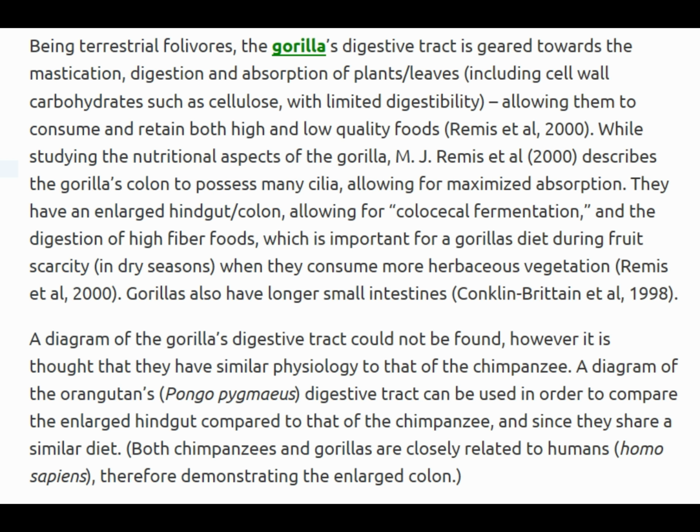to digest cellulose. In the chart in the beginning, it states that great apes do not have the ability to break down and utilize cellulose for nutrition, but that does not seem to be the case when I go on Google and start looking at alternative sources of information beyond this chart. So it clearly states that the digestive tract of at least a gorilla, and you can start looking at other forms of great apes as well, it's very similar, that it's geared towards the mastication and digestion and absorption of plants and leaves, including cell wall carbohydrates such as cellulose.